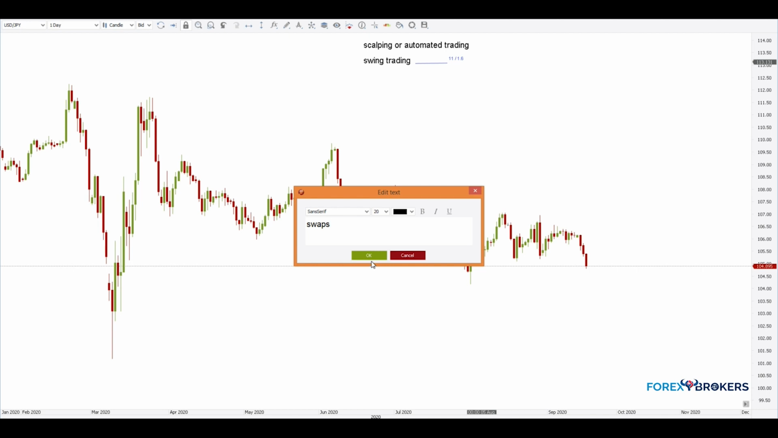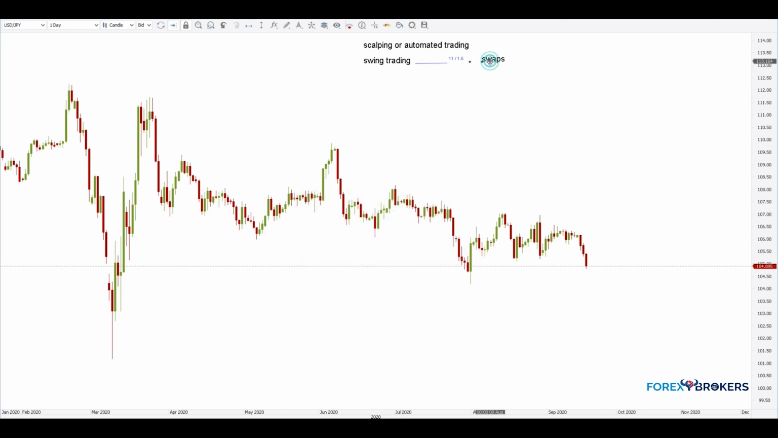A swap is based on the interest rate differential between the two currencies that the market has. For instance, take the US dollar and Japanese yen: you look at the federal funds rate in the United States, you look at the interest rate set by the Bank of Japan, and the bigger the difference between the two, the bigger the swap that you will have to pay, in negative swap, or you will receive in positive swaps.